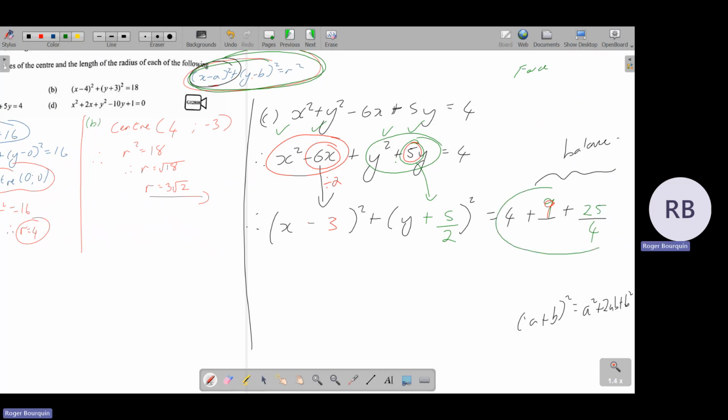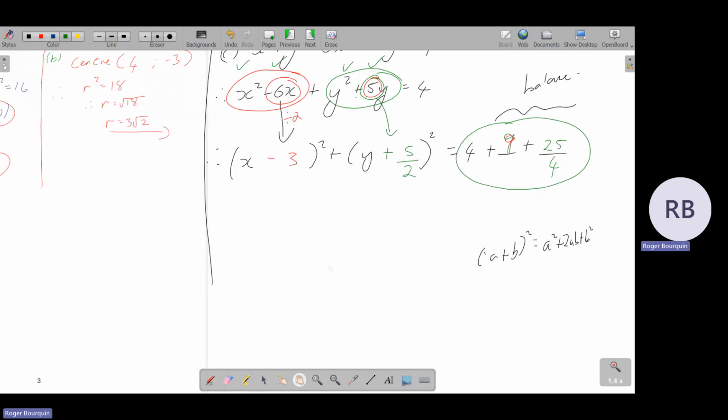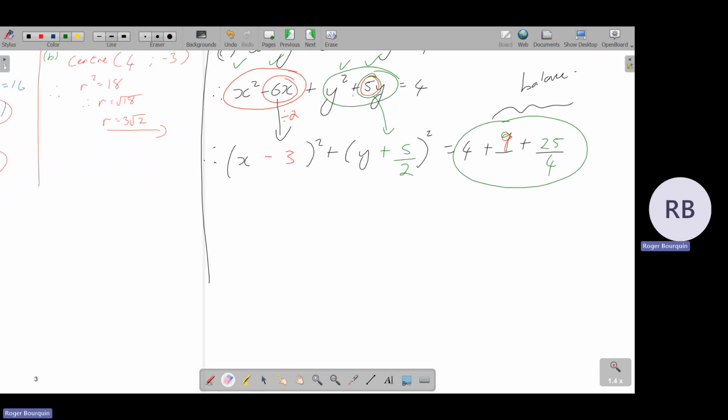Now simply add those together on your calculator. Because it's always going to be adding on the right-hand side. Even if this is negative, I've added 9 to the left, so I must add 9. Think of those old scales, you've got to balance them out. Stick that into your calculator. 77 over 4.